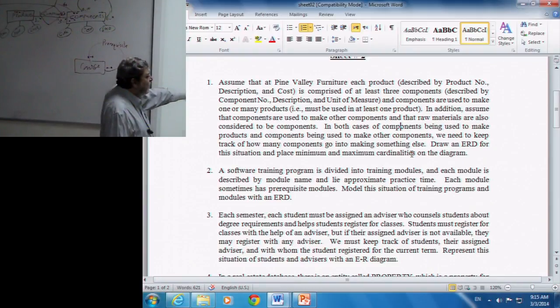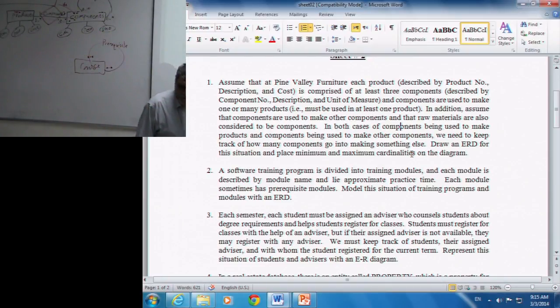A software training program. A software training program is divided into training modules. So there is a verb here, is divided into. And we have training program and training module. So it's clear, two entities, training program and training module, or call it program and module, and there is a relationship, is divided into. Now there is some multiplicity hidden here, I leave it for you.